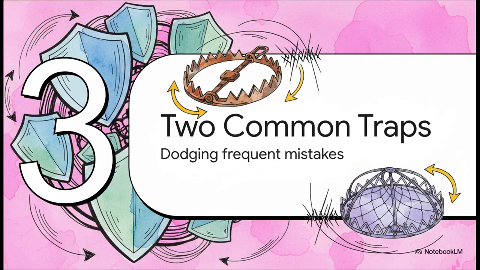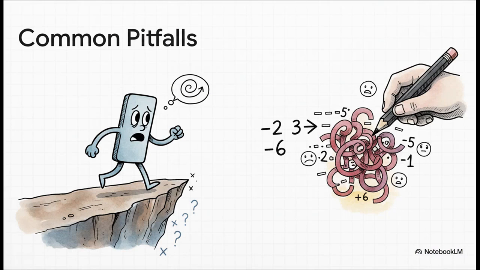Now that you know the moves, let's talk about defense. There are 2 really common traps people fall into with these problems. But once you know what they are, they're super easy to avoid. The first trap is the most obvious one. You just forget to flip. You get in the zone, you're doing the math, and you just go on autopilot and leave the symbol as is. Always, always double-check that final step.